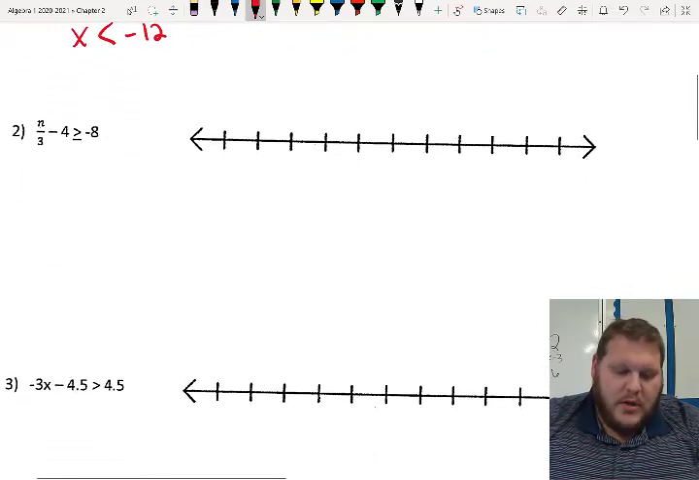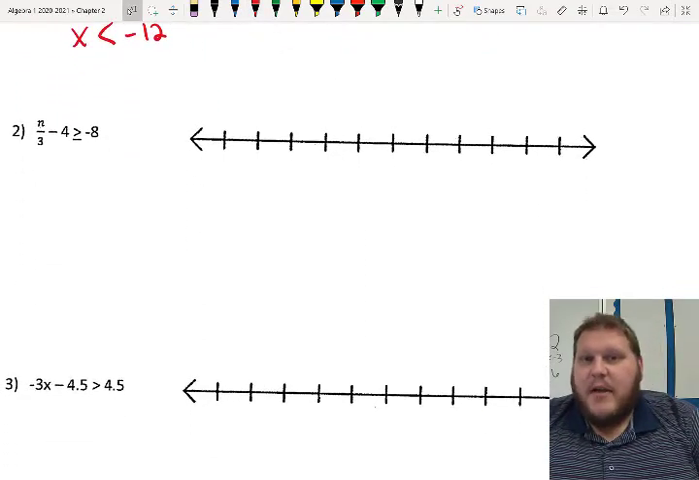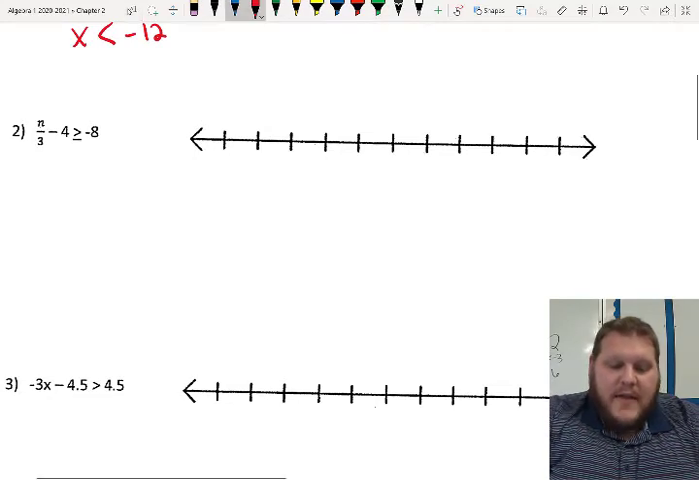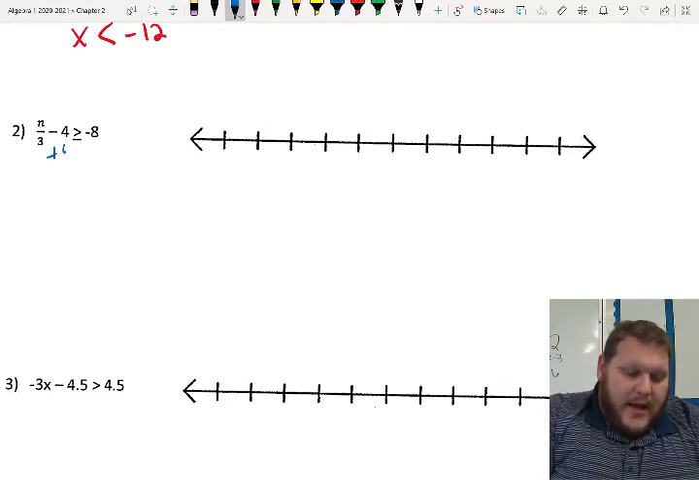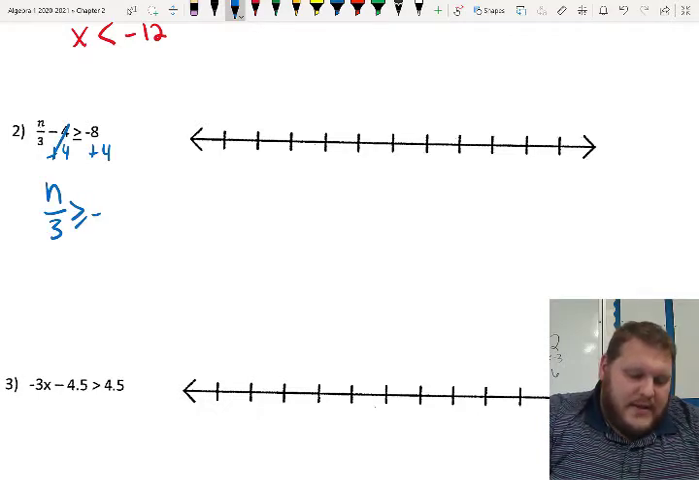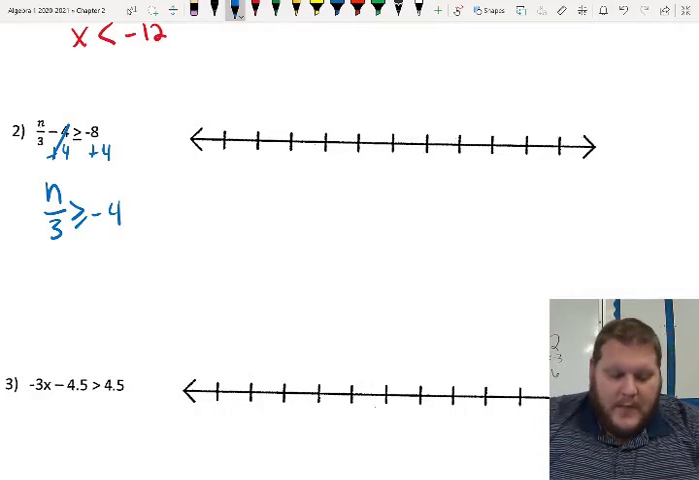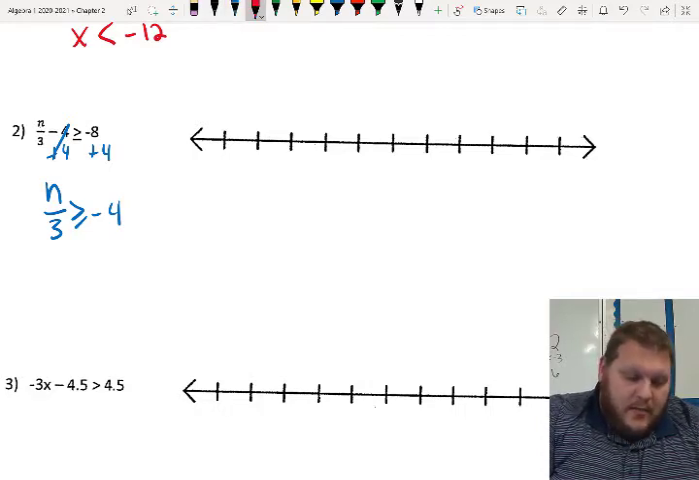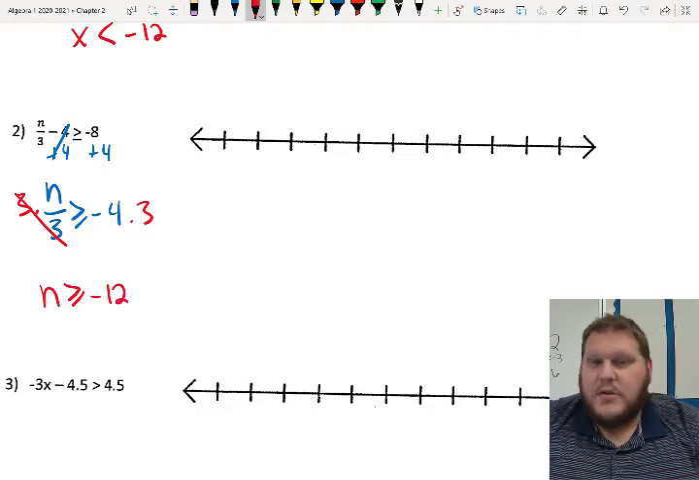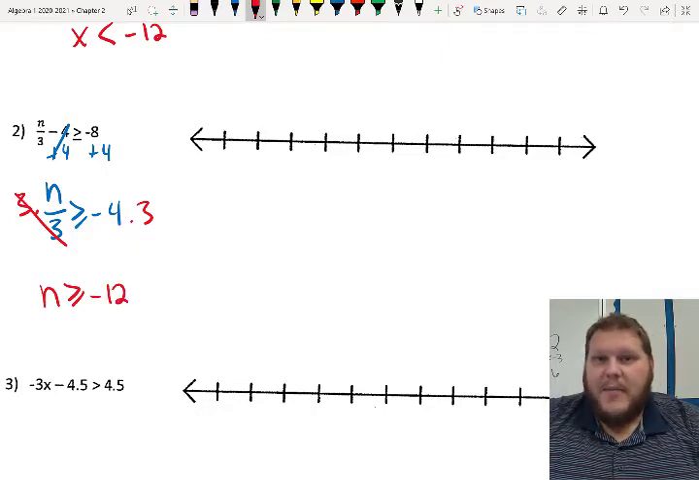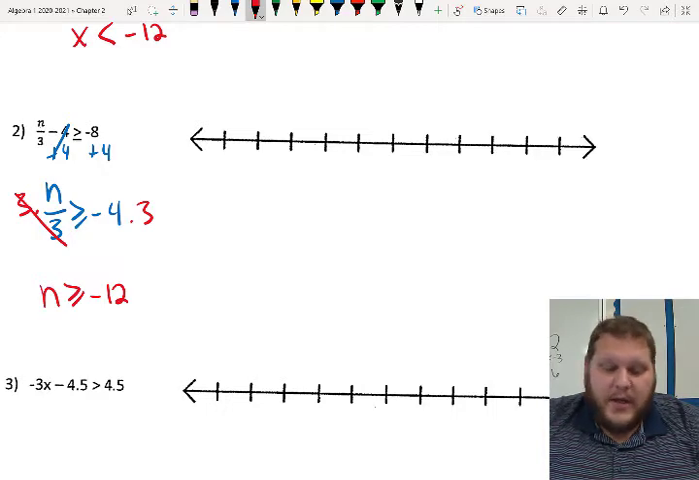Okay, for number 2, same idea here. Anything that doesn't have my variable involved in it, I'm going to start with that first. So I'm going to add 4 on both sides. n/3 is greater than or equal to -4. And then I'm going to go ahead and multiply by 3 on both sides to get my n by itself. Again, I'm multiplying by a positive number, so even though my solution is negative, because what I multiplied by was positive, it stays the same direction for my inequality.